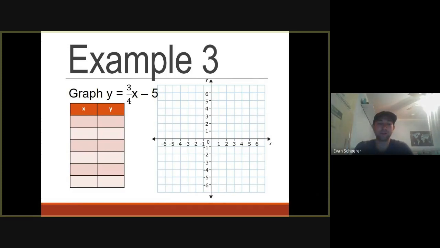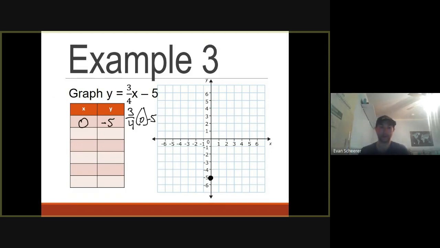Whenever you plug in 0, that's automatically going to give you your y-intercept. If you plug in 0, that means you're not moving left or right on the x-axis. You're only moving up and down on the y-axis. That's your y-intercept. So if you plug in 0, you get 3/4 times 0 minus 5. Well, 3/4 times 0 is just 0. 0 minus 5 is -5. So we're going to get -5 right here.